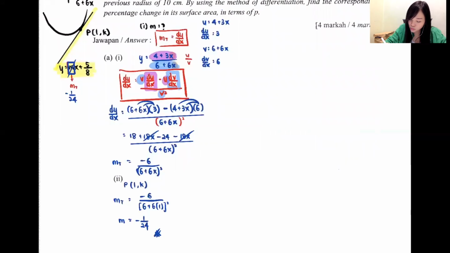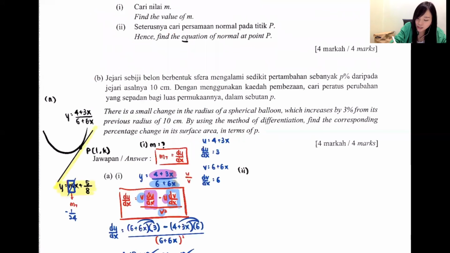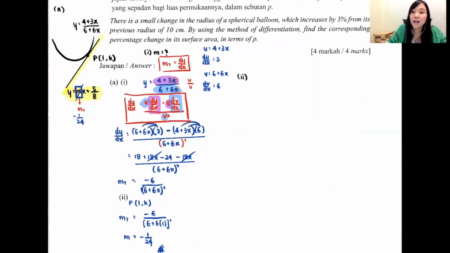Second part, I do it here. Okay, second part, they say what? They read for you first: hence, find the equation of the normal at point P. I hope you remember what a normal is. So guys, this straight line, we call it the tangent. Hopefully you remember the normal will be perpendicular to the tangent. We call it the normal. Can you see? This straight line is the normal.